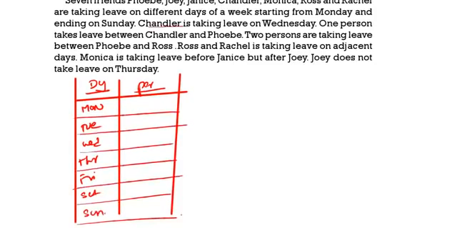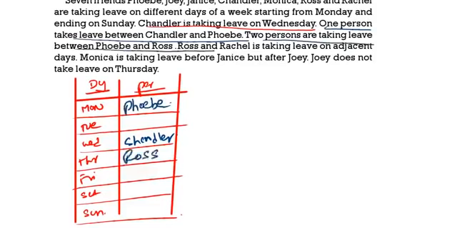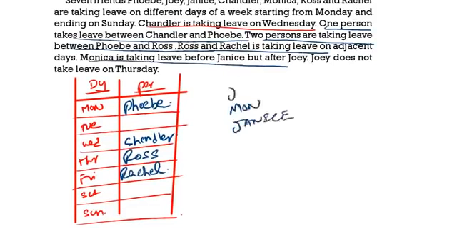Now, Chandler is taking leave on Wednesday. This is Chandler, Wednesday. One person is there between Chandler and Phoebe. So, Phoebe is taking on Monday, let us suppose. 2 persons are there between Phoebe and Rose. This is Rose. Rose and Rachel are adjacent. This is Rachel. Monica is taking before Janice, but after Joy. So this will be Joy.